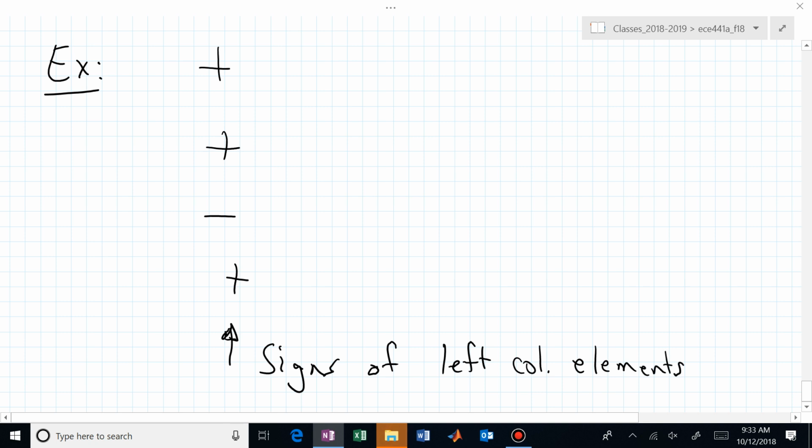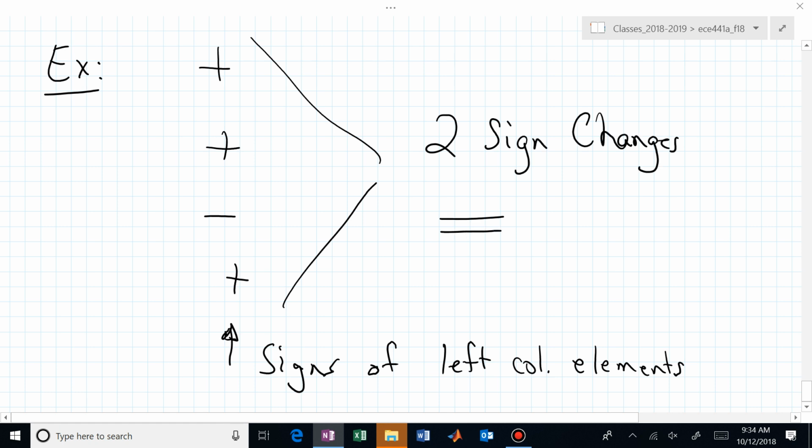And now if I just go from the top and look down, how many sign changes do I have? Two. So the hard part here is it's not the number of negative signs, it's how many times the sign changes. From the first row to the second row, they're positive, no sign change. From the second row to the third row, it goes positive, negative. There's a sign change. But then from the third row to the fourth row, it goes negative to positive. There's another sign change. So this column would correspond to two sign changes. And that tells me how many roots are in the right half plane.